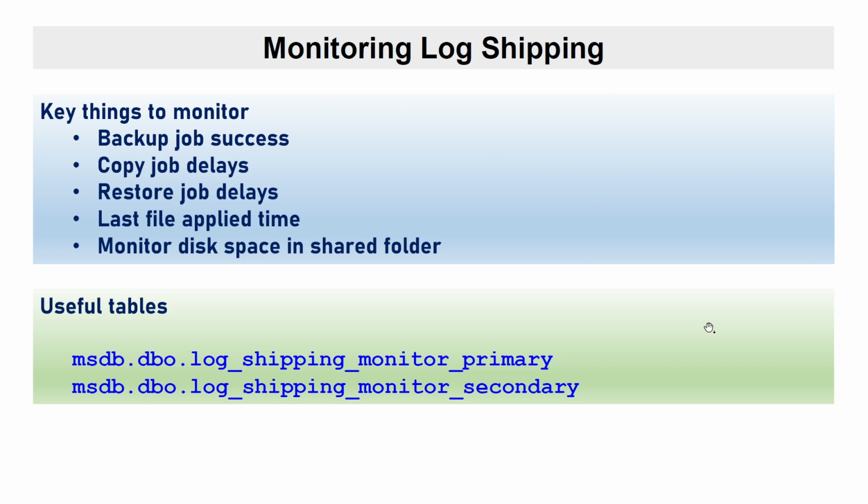To monitor the log shipping, you can monitor the agent jobs such as backup, copy, restore jobs, when the last file is applied, and you can monitor the disk space in the shared folder. You have some useful tables such as log shipping monitor primary, log shipping monitor secondary. So you can use these particular tables to monitor your log shipping.